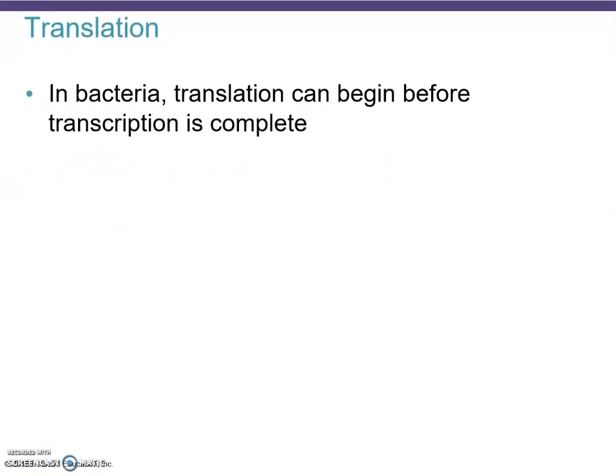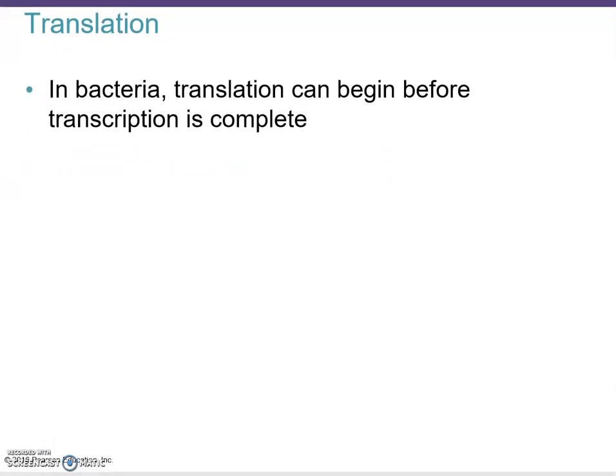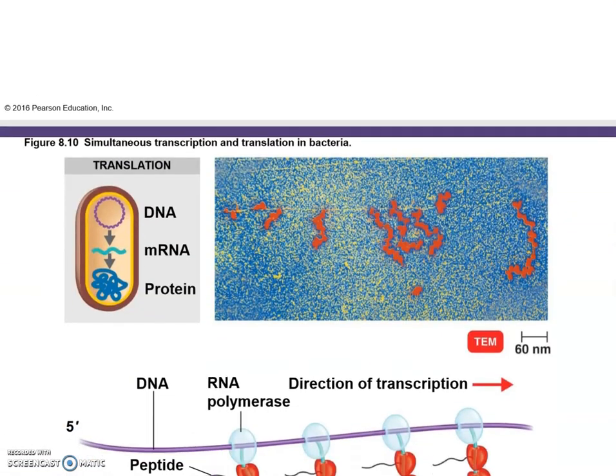Okay, so in bacteria, one cool thing is translation can begin before transcription is complete. Since we don't have to deal with the nucleus, we don't have to move anything. So really, as you're making your messenger RNA, you can already start translating into protein. So everything's faster and very efficient in prokaryotes, because you don't have to move messenger RNA from the nucleus into the cytoplasm where the ribosomes are. So conveniently, in prokaryotic cells, everything is right there.